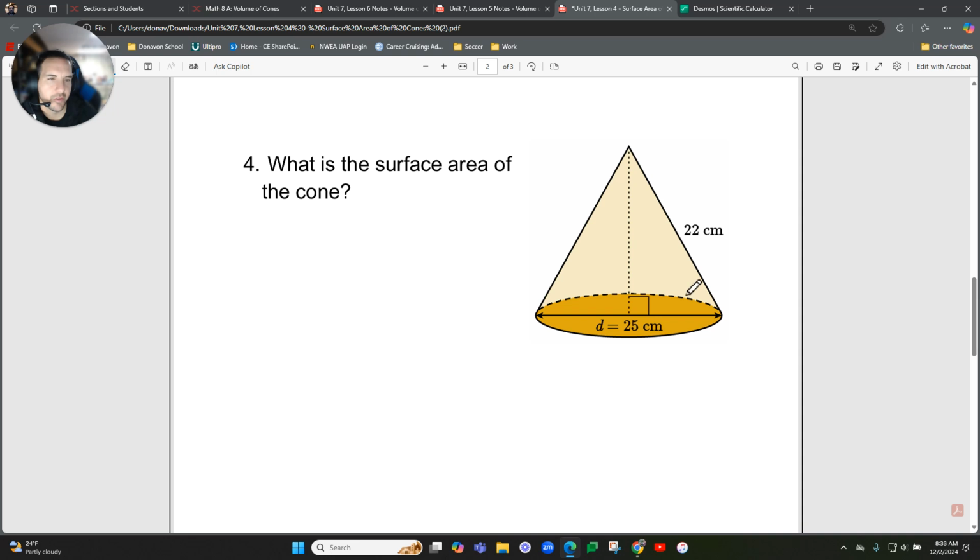All right. Now this one's a little bit tricky because now it's giving us the diameter instead of the radius, so we'll just have to cut that in half. Okay, so our formula is again pi times the radius. So half of 25 is 12.5. We will square that, plus 3.14 times the radius, again that's 12.5, times 22, which is the slant height.